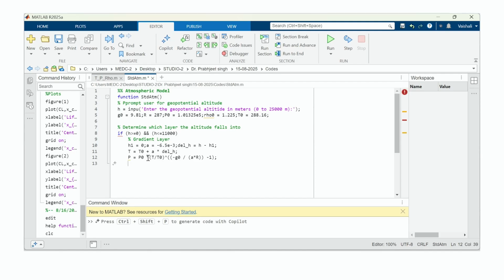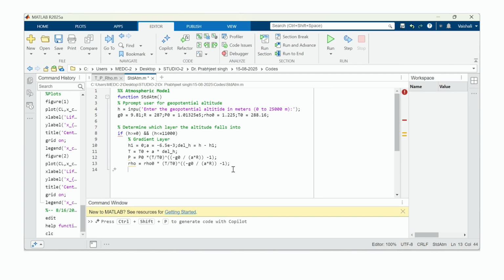Alright. Similarly, we have to find density. Rho equals rho naught into T upon T naught power minus g naught by A R minus 1. So this is the same. So let me write here: rho naught into T upon T naught power minus g naught by A R minus 1. So this is the density. So now the first condition is fulfilled.